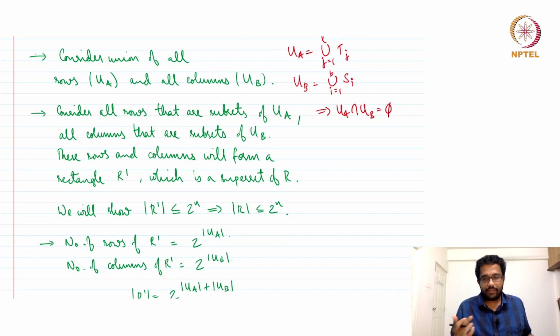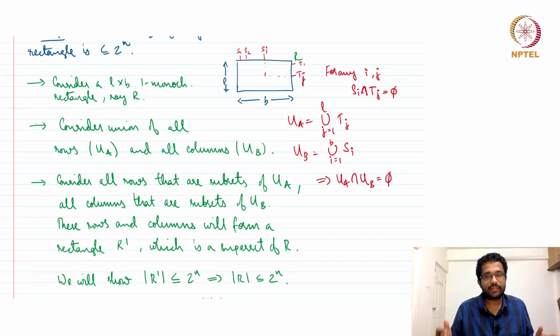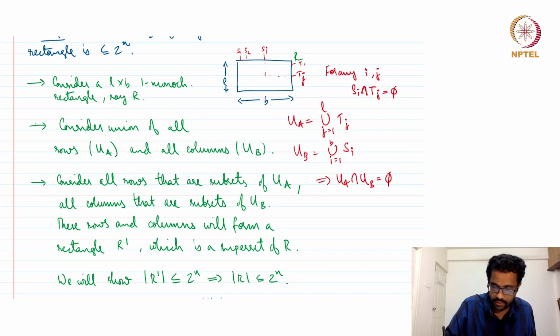Okay, so which is not very difficult to see. Now consider a bigger matrix, right? Consider a bigger set. Now consider all the rows that are subsets of UA. UA is the union of all the rows here. Now consider there could be other rows that are subsets of UA, but not in this matrix R, not in this rectangle R. And consider all the columns that are subsets of UB, even those that are not in R.